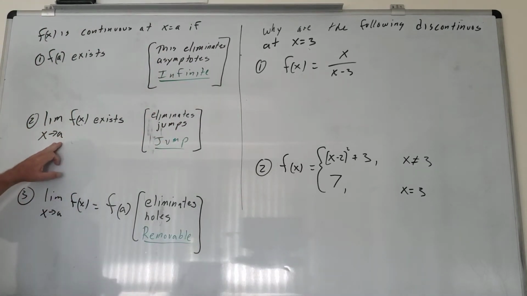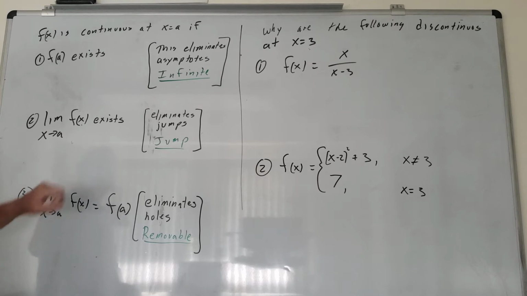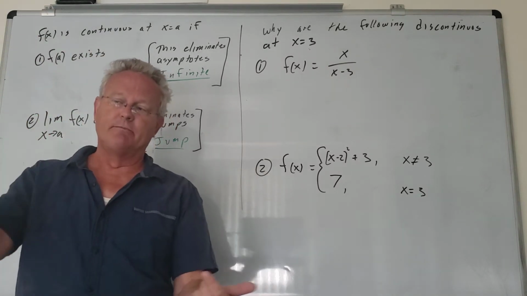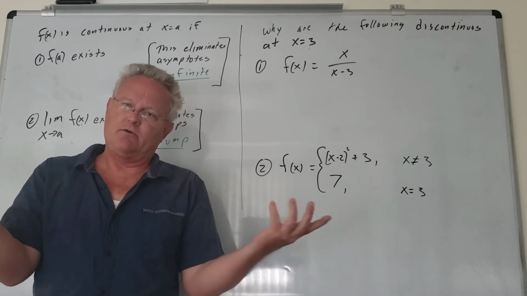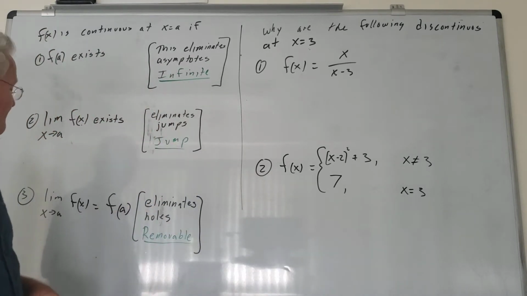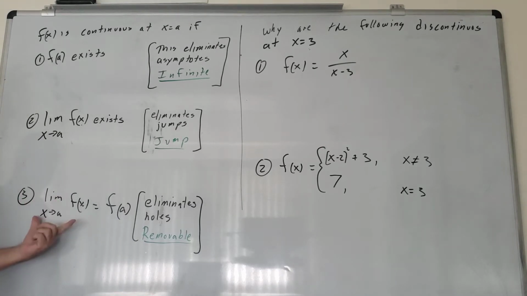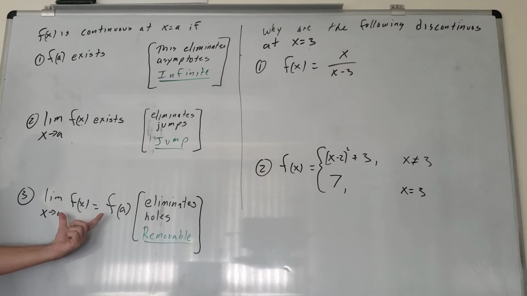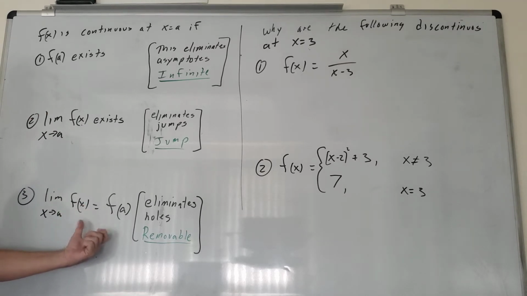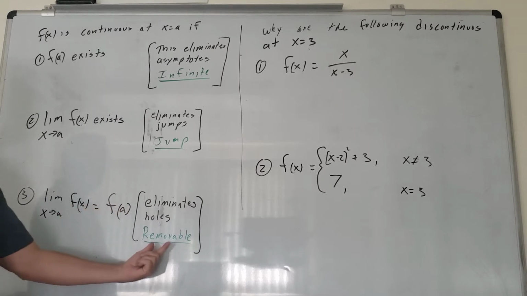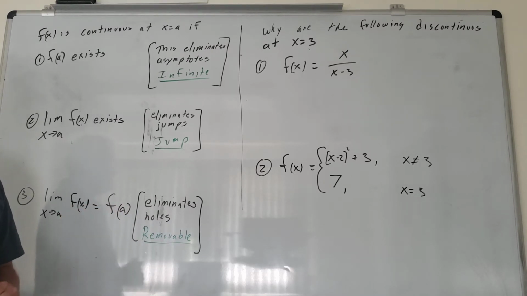The limit as we approach a has to exist. If it doesn't exist, the graph has a jump. The limit from the left and the limit from the right are different, which means you have a jump. And the third thing is that 1 and 2 have to equal each other. If they don't equal each other, we call it a removable discontinuity.